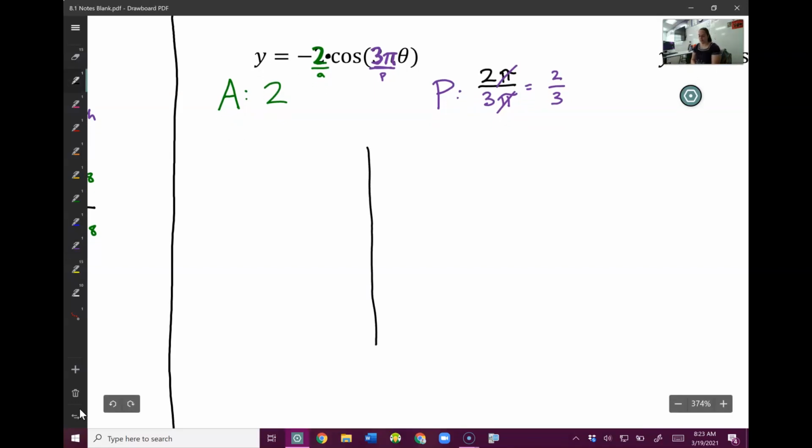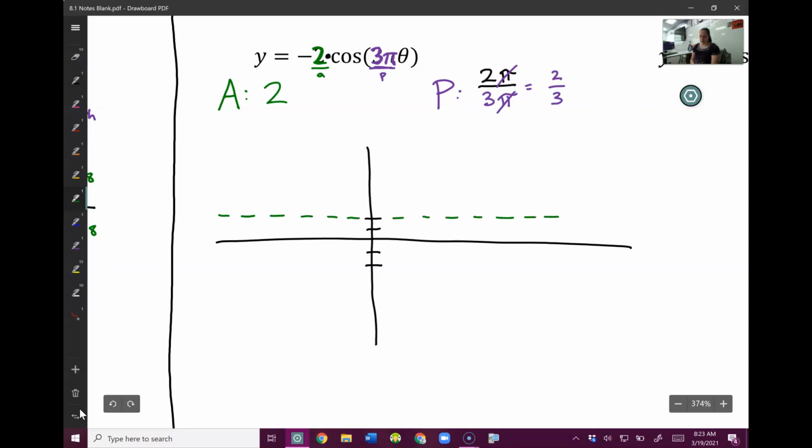Now let's graph it. Our amplitude goes up and down from the center. So up 2, down 2. And that creates our top barrier and our bottom barrier. So we're starting to see our rectangles get formed for our wave shape. Let's do the period. Period is 2/3 wide.